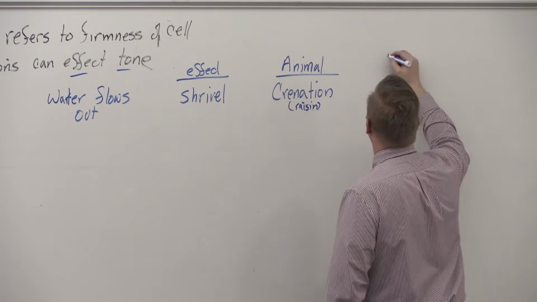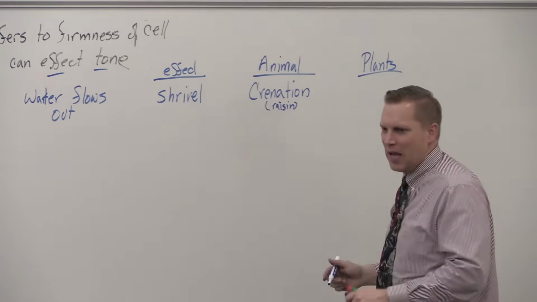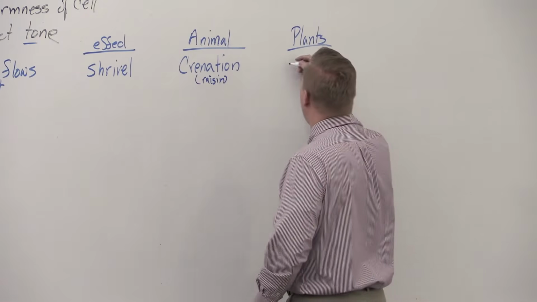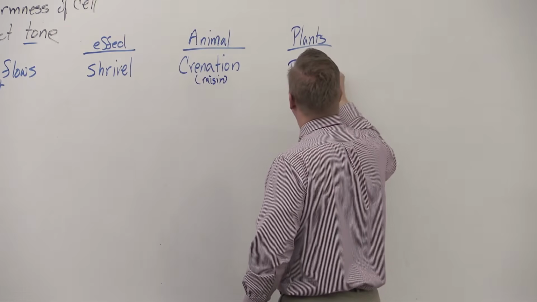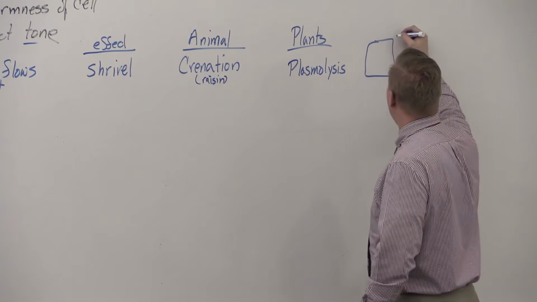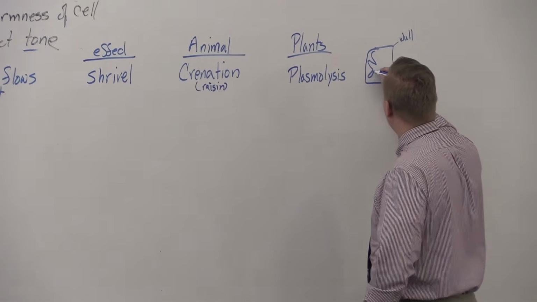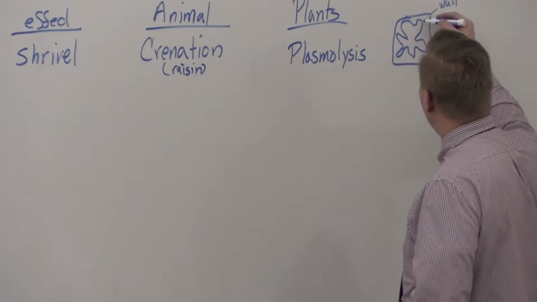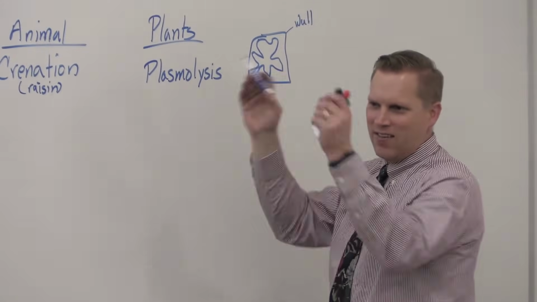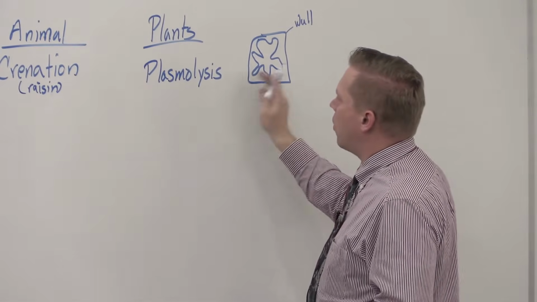Now, in plants, they don't get raisin shaped. The plant cell actually has that cell wall around it, so it actually stays the same size, but you do get something called plasmolysis. And in plasmolysis, so here's the plant cell with its cell wall right here, but the plasma membrane inside starts to tear away from the cell wall a little bit. So it's almost like it forms a raisin inside of a hard shell. And so this would be what we call plasmolysis.